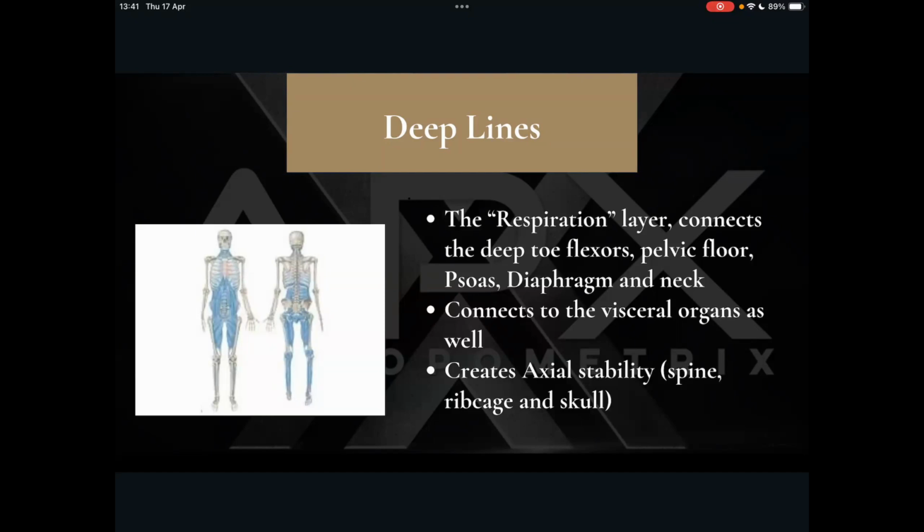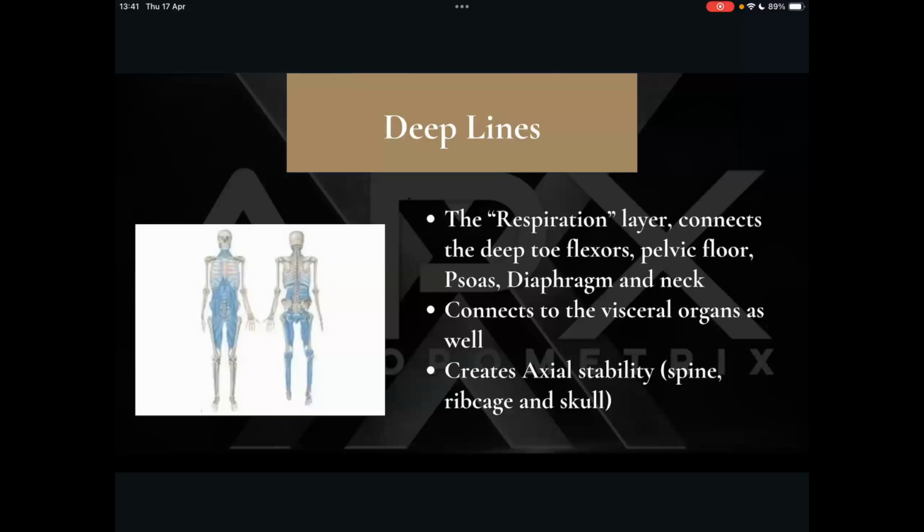This is where you see a general release. When people are very, very stressed and they've had a lot of systemic stress in their body, these can become very, very contracted, and it's what you want to work on as well. From an applicable point of view, so you as a personal trainer, it creates axial stability. So it's what stabilizes the spine, rib cage, and skull.